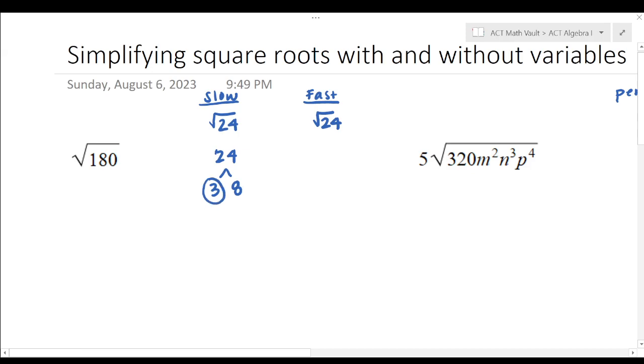3 is a prime number, so I'm going to circle it. 8 is 2 and 4, 2 is a prime number. And then 4 can keep going. 4 is 2 and 2. Okay, so I have that 24 broken down into all primes. That is, it's 2 times 2 times 2 times 3.